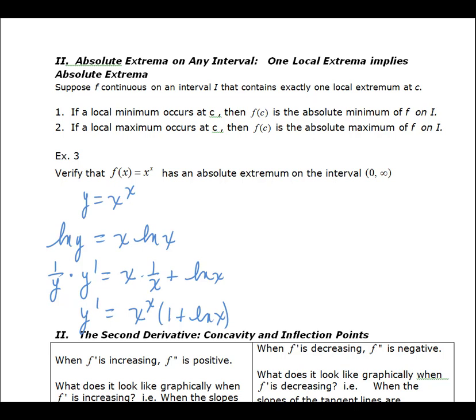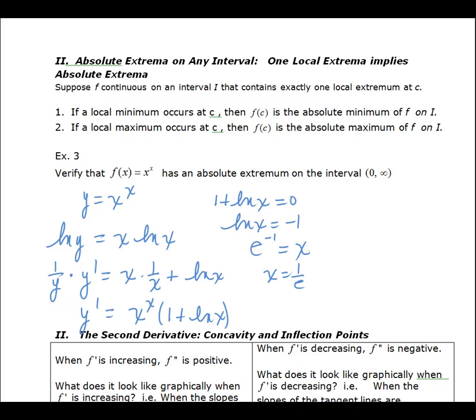So I'm looking for a critical value, and I'll find that critical value by setting this derivative equal to 0. But I know that x to the x can never equal 0 because the interval that we're talking about here has an open parenthesis at 0 because 0 is not included. So the first derivative is equal to 0 when 1 plus the natural log of x is equal to 0. I can solve this by saying the natural log of x equals -1. And then I convert this to exponential form by saying e to the -1. So e to the -1 is equal to x, or basically x just equals 1 over e.